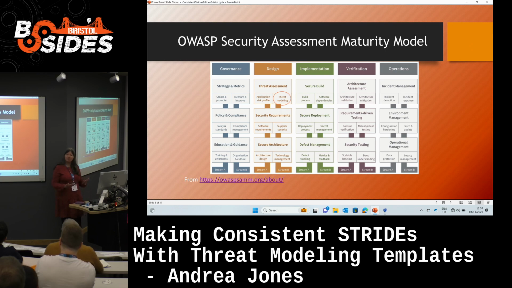So looking at the maturity side of things, this is the OWASP Security Assessment Maturity Model. I think it's actually Software Assessment Maturity Model, but it's called SAM. I think someone else mentioned this earlier. And you can see here that threat modelling comes in under the design pillar of this as well. But again, OWASP has a lot of resources on threat modelling and maturity as well.